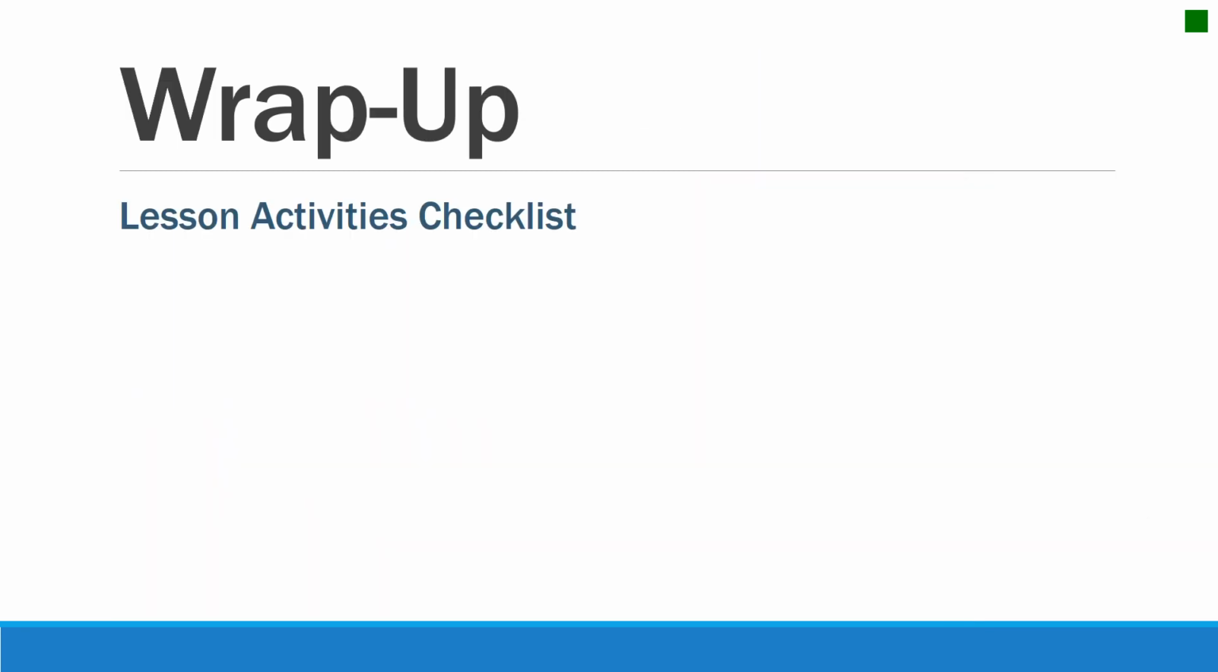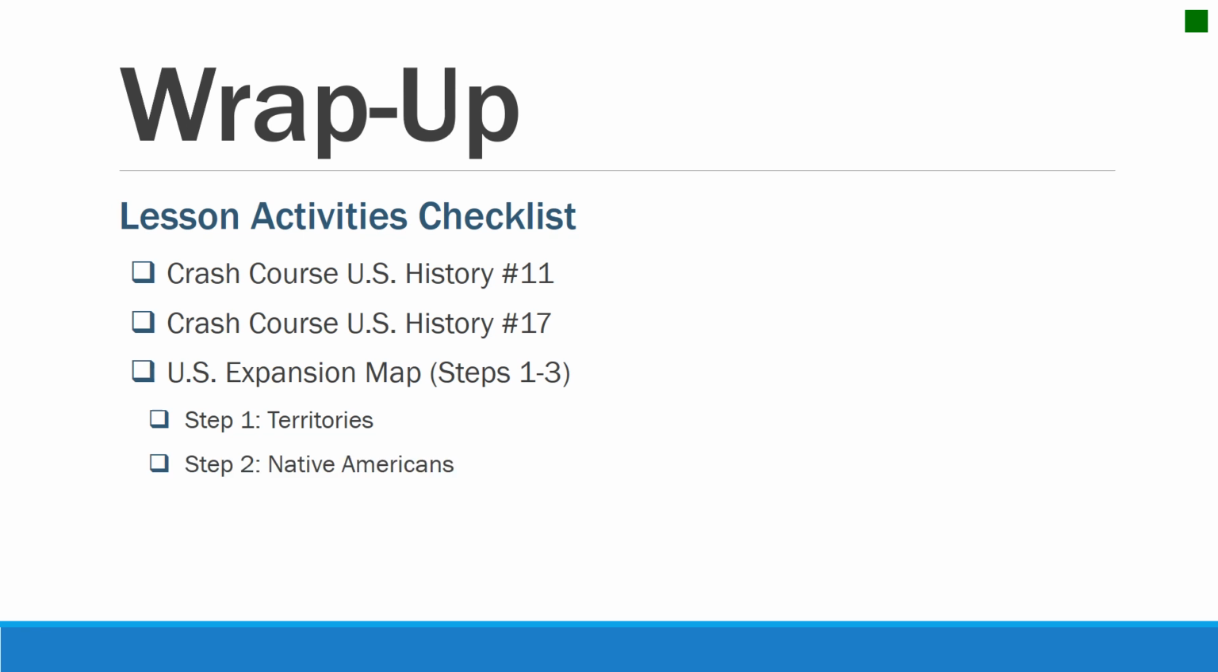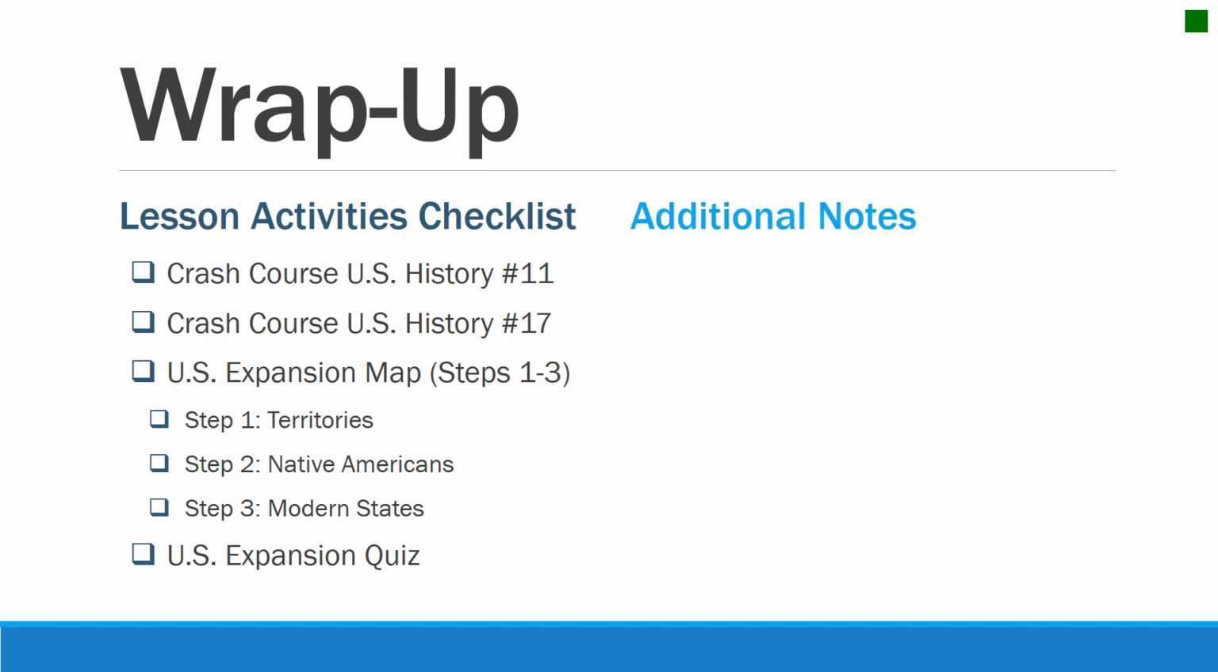Now to wrap up, come back to this checklist at the end of the week to make sure you did everything you needed. The Crash Course U.S. History number 11 and 17 should be watched and the worksheet should be completed. Also, you should have your U.S. expansion map done. That includes step 1 through 3, the territories, Native Americans, and modern states. And finally, you have your U.S. expansion quiz. Additional notes? Don't procrastinate.